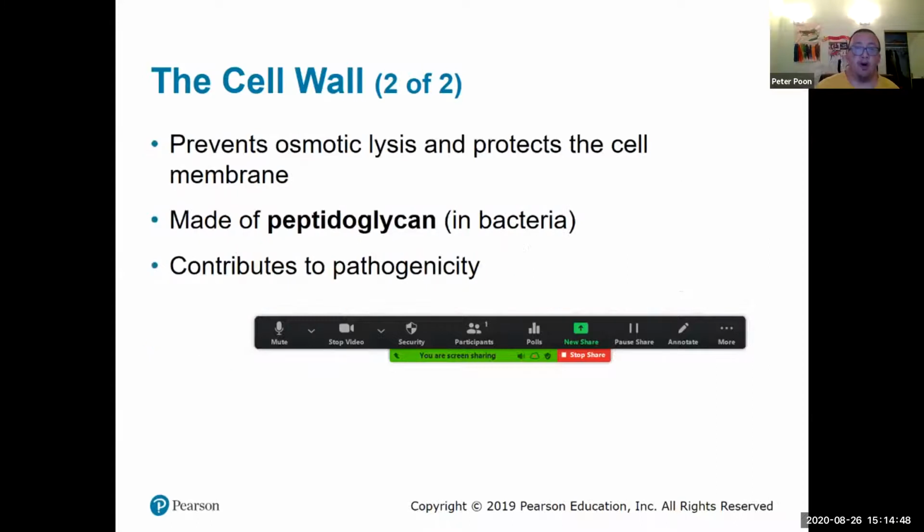All right, cell walls. Cell walls in bacteria are made of peptidoglycan, and they prevent osmotic lysis and protect the cell membrane. So if you ever destroy the cell wall, the bacteria will most likely explode, because usually the bacteria are expanding against their cell walls, and their cell walls withstand the osmotic pressure and push back in on the bacteria.